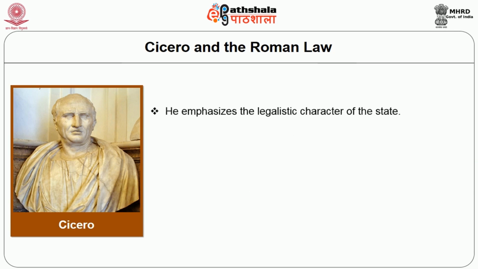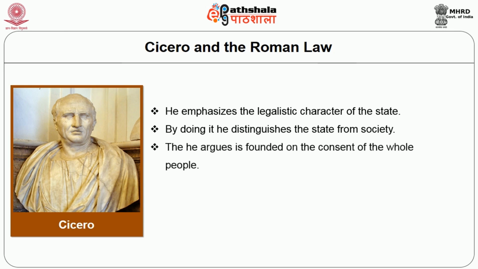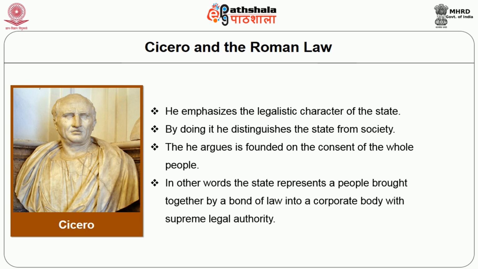Cicero emphasizes the legalistic character of the state. By doing so, he distinguishes the state from society. Thus, he argues that the state is founded on the consent of the whole people. In other words, the state represents a people brought together by the bond of law into a corporate body with the supreme legal authority. Let us now summarize whatever we have picked up in the modules.